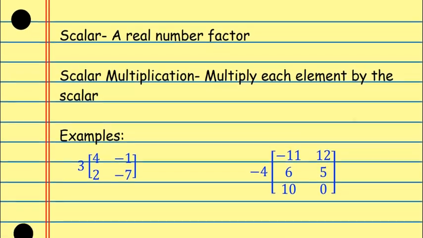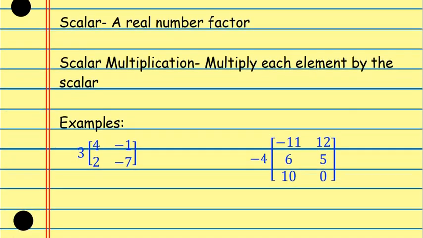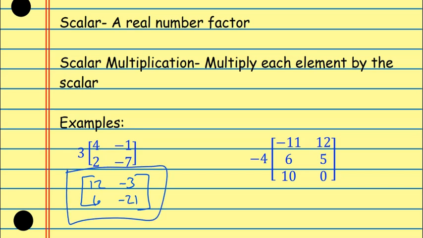In this first example, I've got a scalar of 3. So when I do scalar multiplication, I simply distribute that 3 to the entire matrix. Every element inside this gets multiplied by that 3. Here I'm still going to get a 2 by 2 matrix, but I multiply all 4 of these elements. 3 times the 4 is a 12. 3 times the -1 is a -3. 3 times the 2 is a 6. And 3 times the -7 is a -21. Again, that's how scalar multiplication works with matrices. We simply multiply each element.